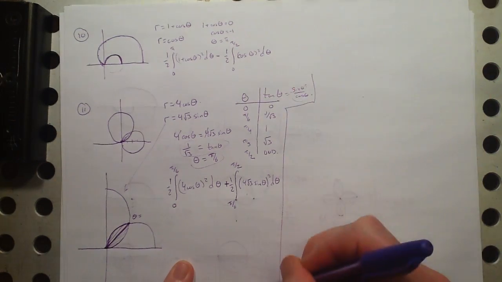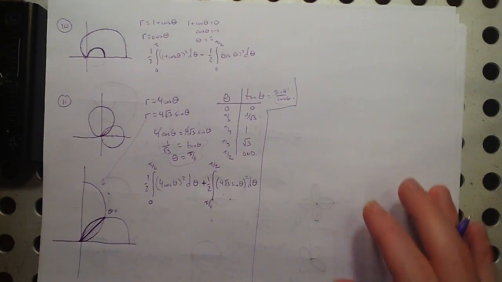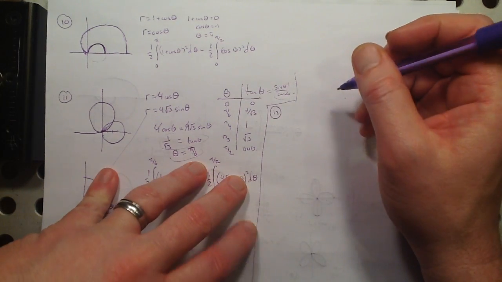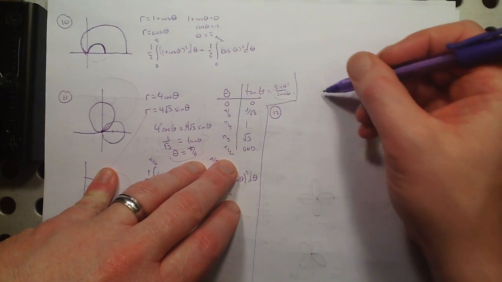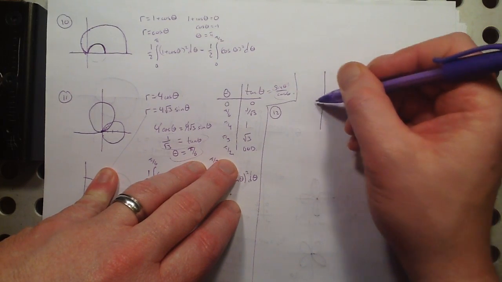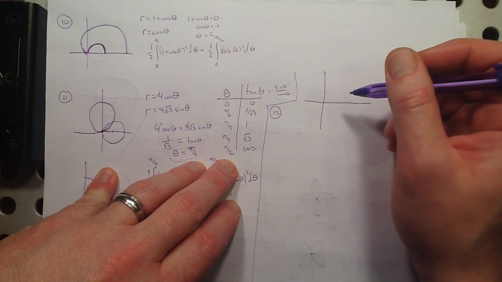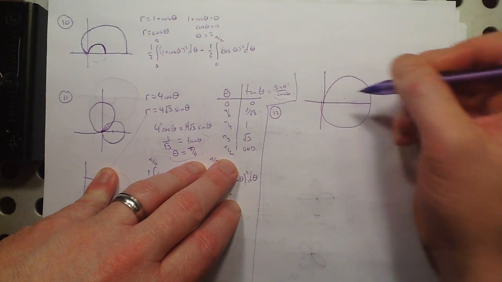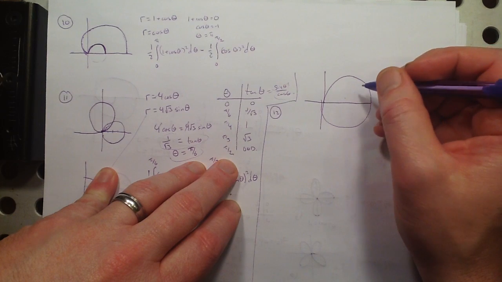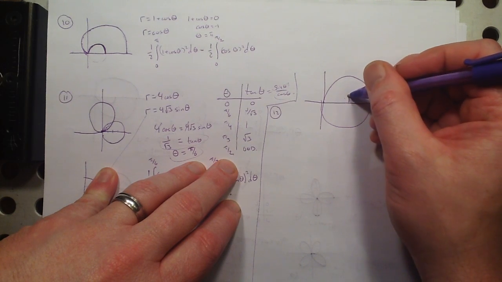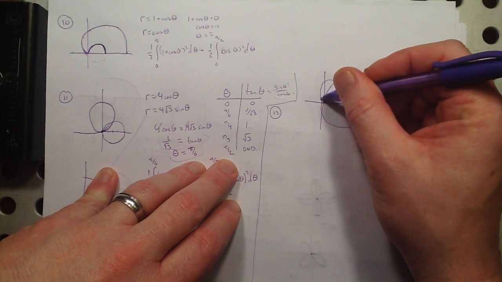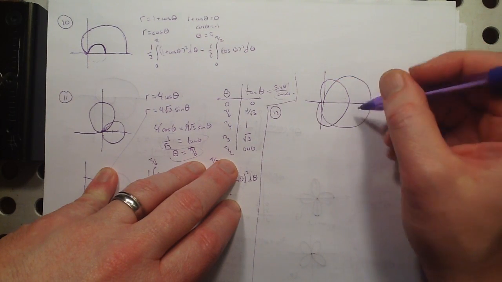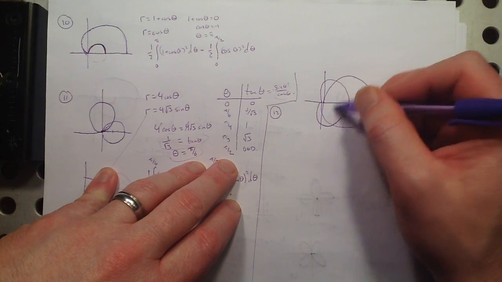Let's see if I can fit the last one over here on the same sheet. So what do we have here? Area defined by two curves again. This time I've got a circle over here and a cardioid. That looks something like this. And I want to find this whole area.